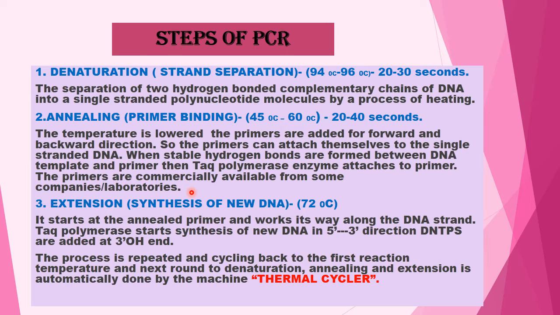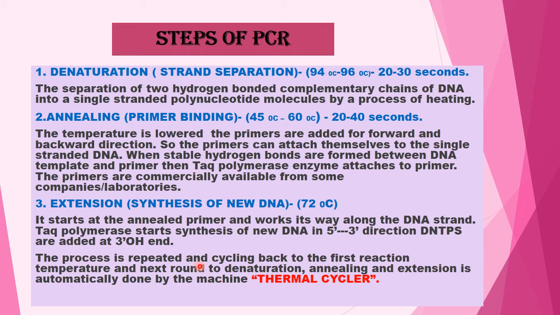The third step is extension. That is, synthesis of new DNA takes place in this step, and it is carried out at 72 degrees centigrade. It starts at the annealed primer and works its way along the DNA strand. The Taq polymerase starts the synthesis of new DNA in the 5 to 3 direction, and dNTPs are added continuously at the 3 OH end. So DNA synthesis takes place in the 5 to 3 direction only, in both the forward and backward reactions.